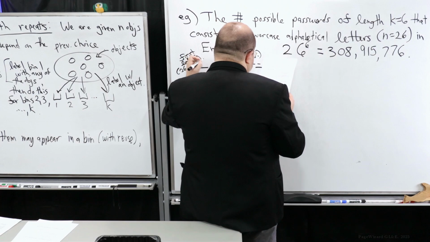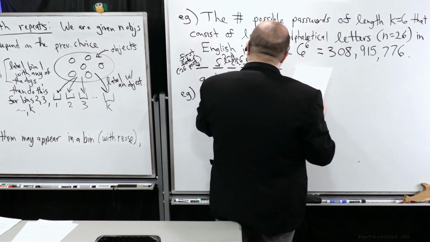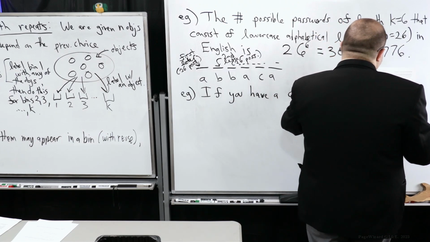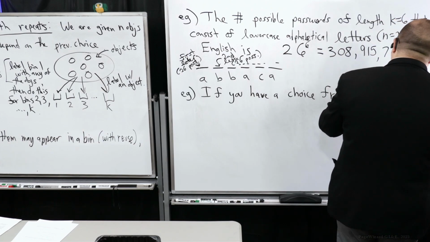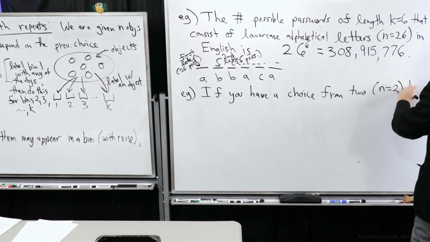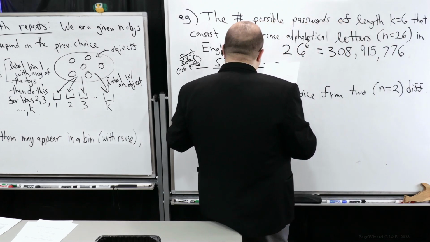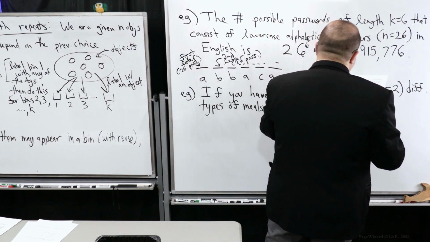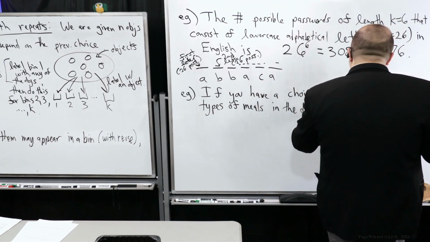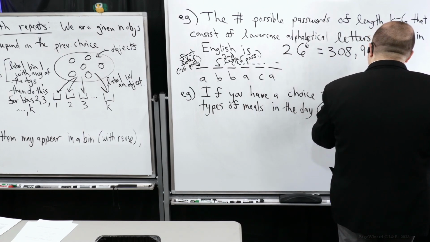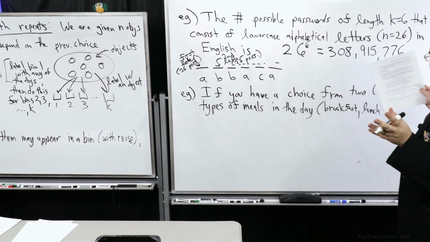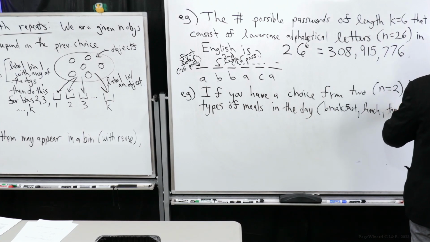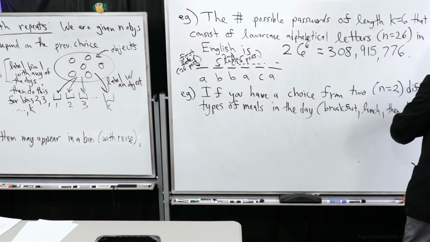Here's another example. If you have a choice, bringing it back to thinking about meals, if you have a choice from 2, which we're going to prescribe that this n is equal to 2, from two different types of meals in the day, and the kind of meals you can have in the day are breakfast, lunch. Sorry guys, no brunch, everybody. I'm more of a brunch kind of person, but no brunch. We're just gonna have 3 here. You can always change this. Then dinner. In fact, I'll encourage you to think about adding brunch in here, for instance.